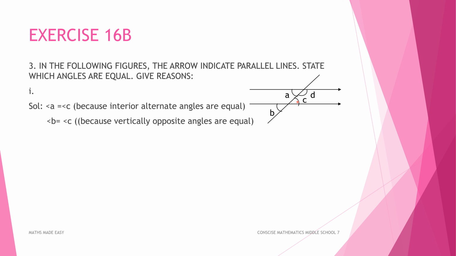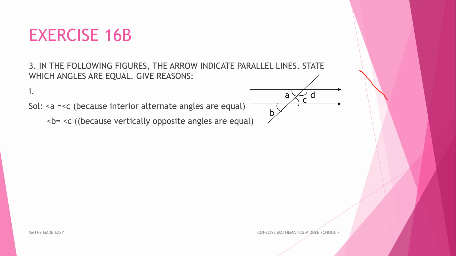Now let's consider another pair, angle B and angle C. If you have a look over here, these two lines are intersecting at a particular point, right? So when they are intersecting, B and C are opposite to each other, vertically opposite, right? And always vertically opposite angles are equal, as per the definition.